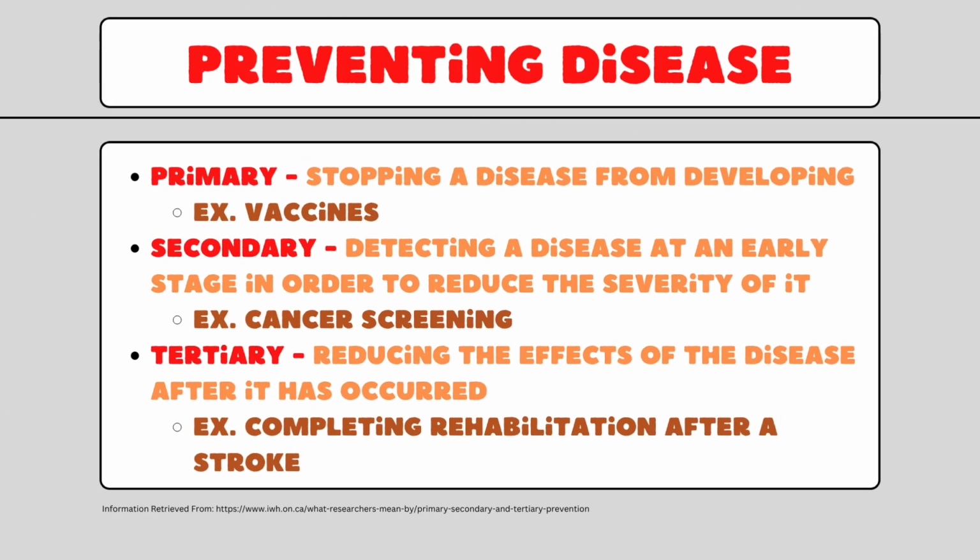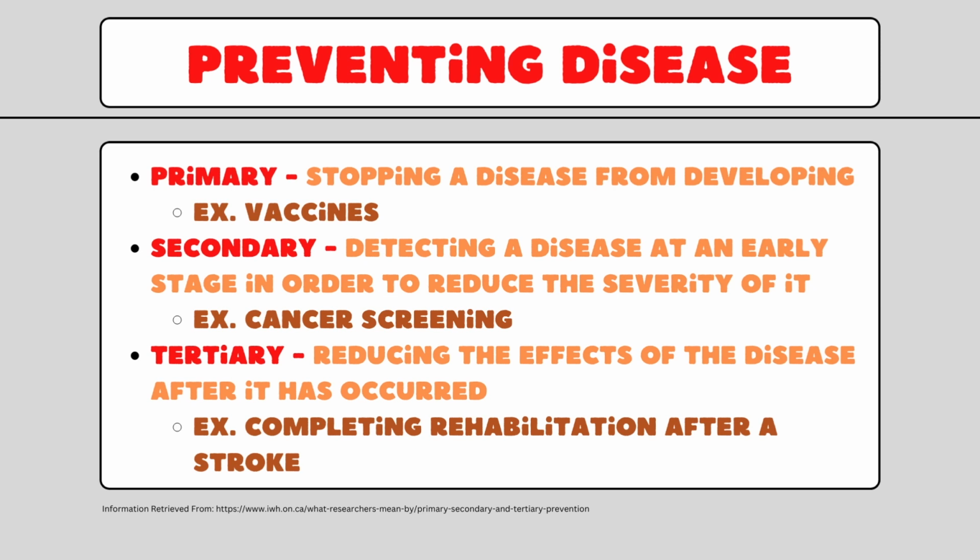So now let's look at different methods for preventing disease, known as primary prevention, secondary prevention, as well as tertiary prevention. Starting off with primary prevention, this is a type of method that stops the disease from developing. So a perfect example of a primary prevention method would be vaccinations.